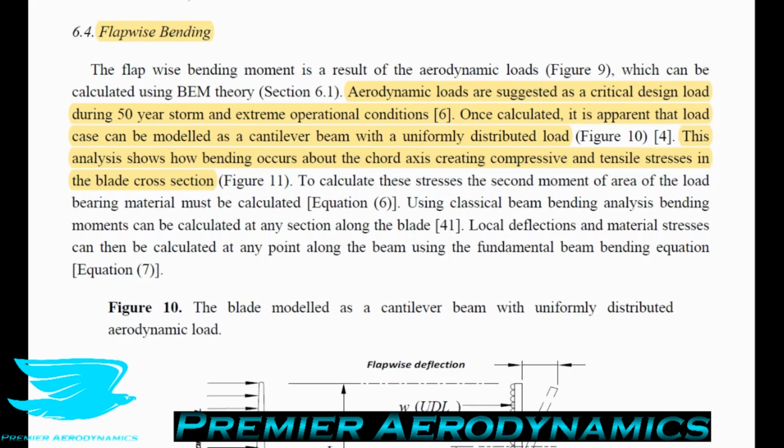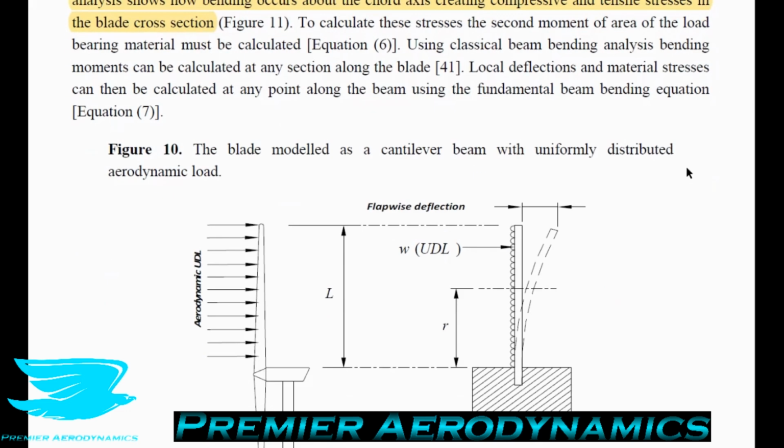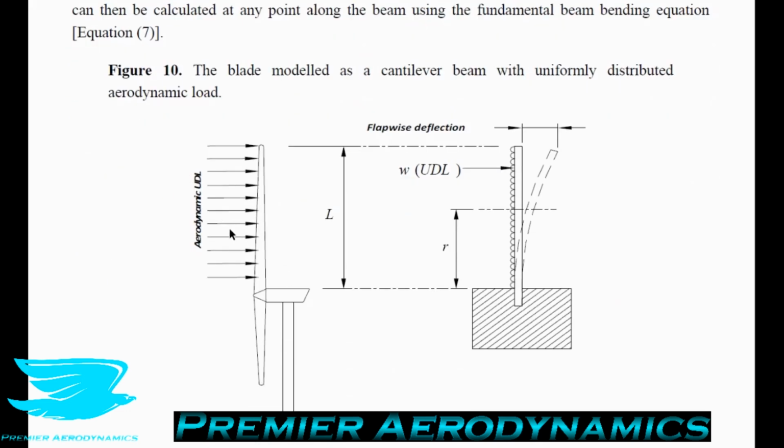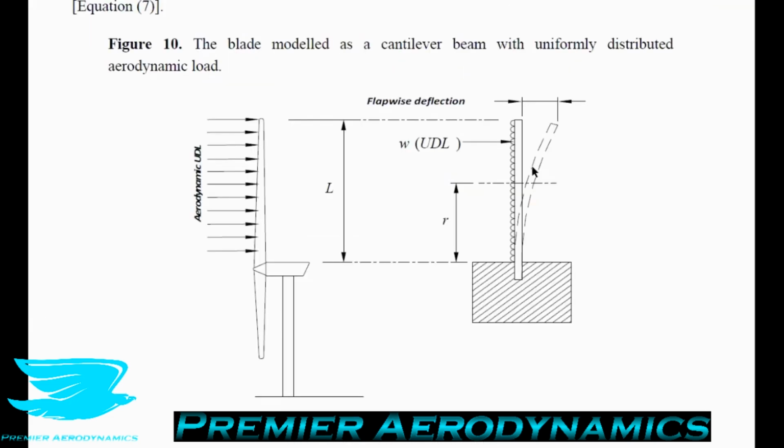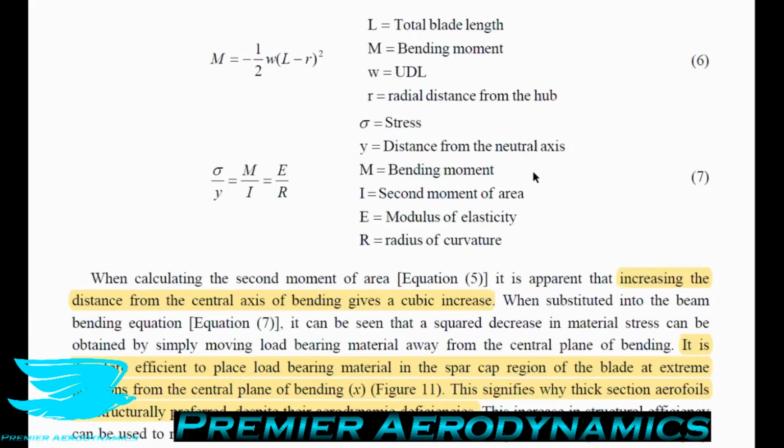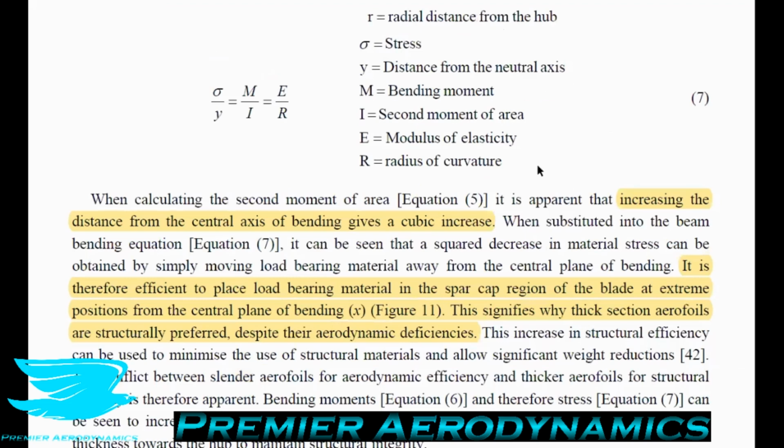So it's a beam that is connected at one end and it's free on the other end, and then you just put a uniform load over it. And we have a figure here that shows that kind of thing. If you know static loadings, that creates a general bending motion. They say increasing the distance from the central axis of bending gives a cubic increase. What that means is the further out you go, the bending increases not linearly, not quadratically, but cubically. So it just magnifies insanely.